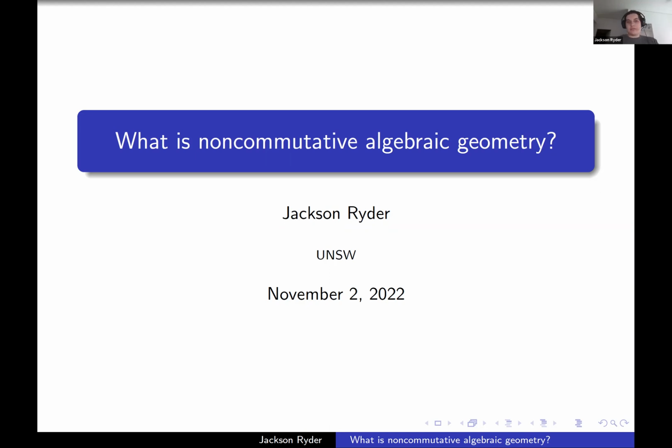So today I'm going to talk about what is non-commutative algebraic geometry. Just a quick overview of what we're going to do. We'll set up some commutative algebraic geometry background first to lead up to a theorem by Serre, which is essentially our point where we jump off and go into non-commutative algebraic geometry. And then in the last part, we'll talk about some connections with representation theory that arise. Okay, so let's get started.